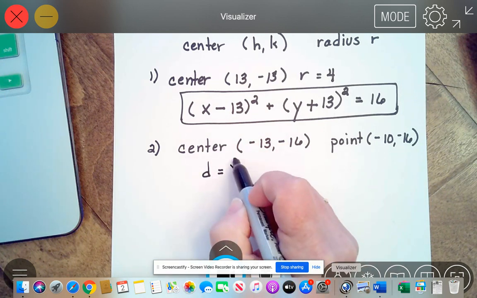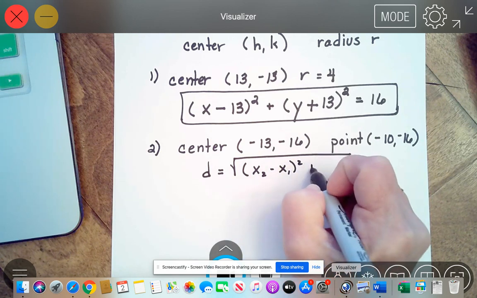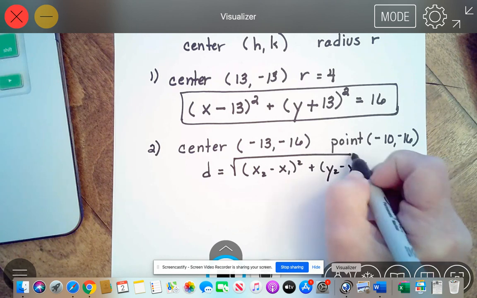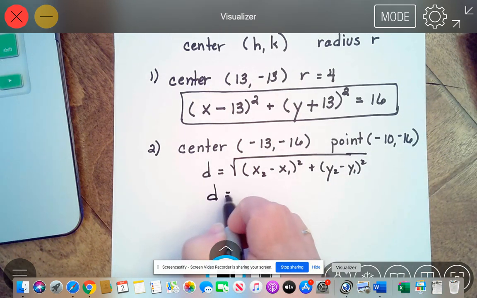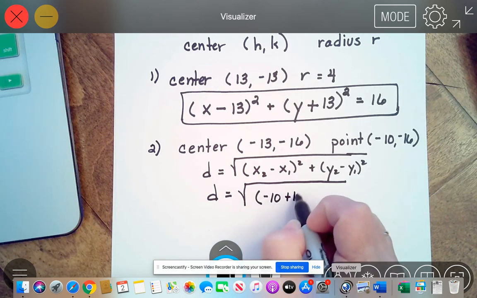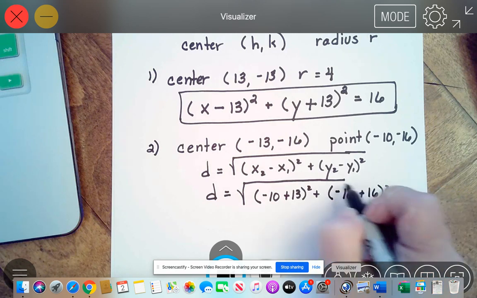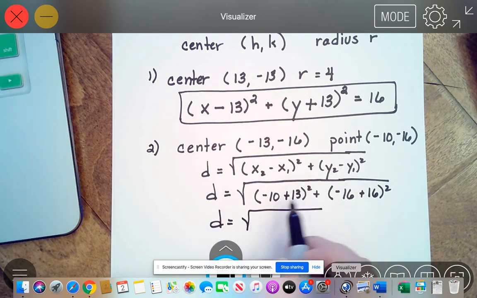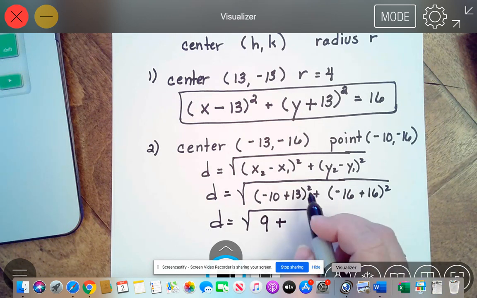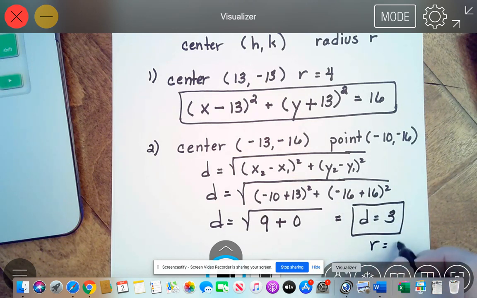If you remember the distance formula, this goes way back. It is the change in x2 minus x1 squared plus y2 minus y1 squared, and it's the square root of all that. So I could put that in here. So my distance is the square root of the change in x's, negative 10 minus a negative 13 squared, plus negative 16 minus a negative 16 squared. So if I do this calculation, I have negative 10 plus 13 is 3 squared, which is 9, plus negative 16 plus 16 is 0. 0 squared is 0. So the distance between these 2 points is the square root of 9, or 3 units. Well, that's also my radius.